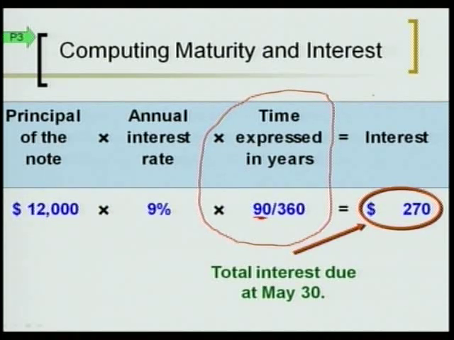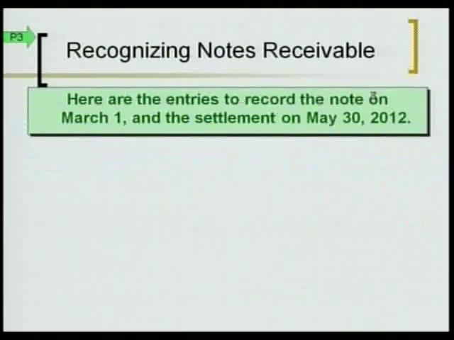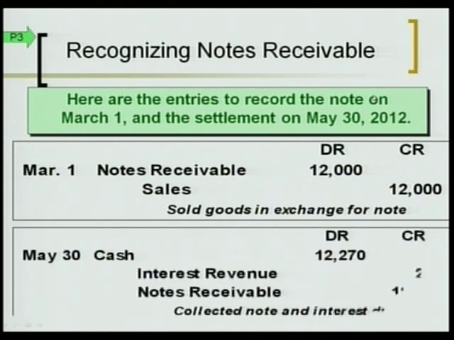So, when this person pays back this loan, they're going to have to pay $12,000 plus $270. So a total of $12,270, right? How will that journal entry look? Well, when we issued the note, this was it. And this was a situation when we just made a sale and it was on a formal notes receivable.